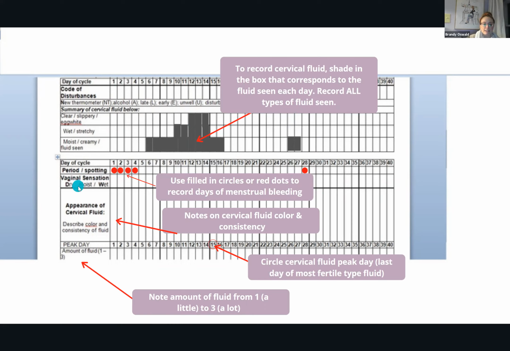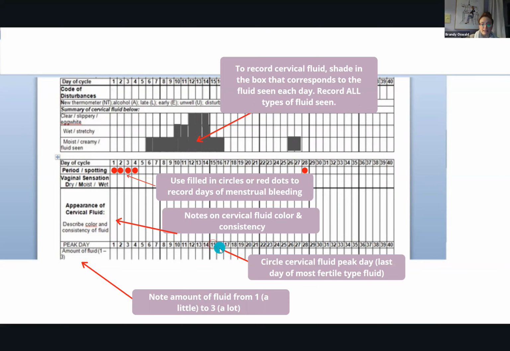And then vaginal sensation, which doesn't have an arrow here, you can write in D, M, or W in each cycle day box to note the sensation you feel as you walk around. Then we have the appearance of cervical fluid. This line is small, so if you want to create a little code, you're more than welcome to, but this is where you would write what you see. So streaked with red, stretched 1 inch, kind of tacky. You can fill that all in there.